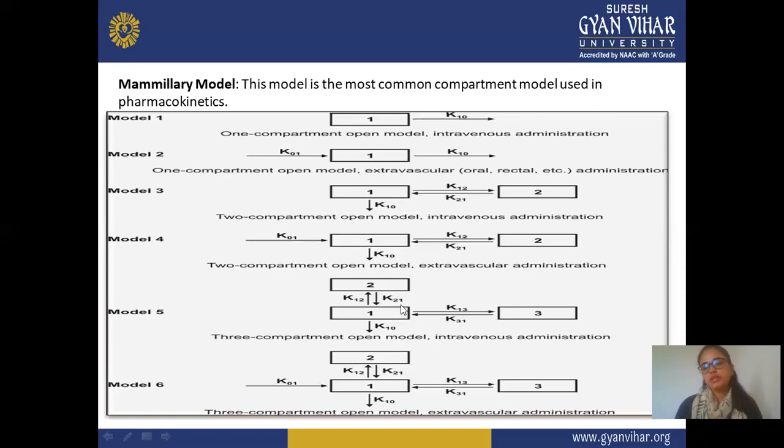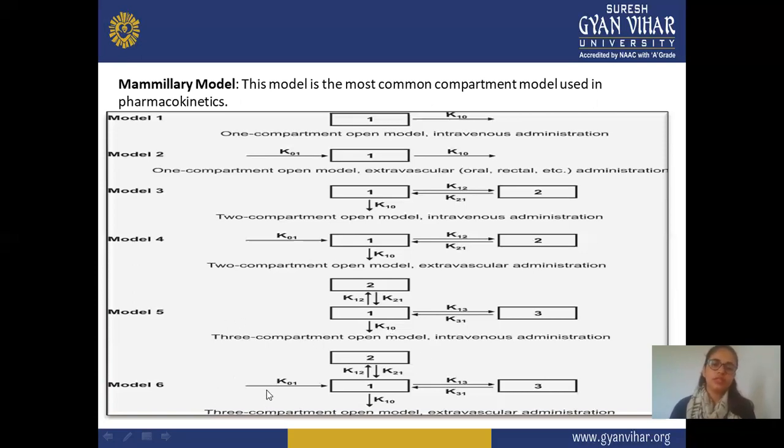this is a reversible process, K21. And after the first compartment, there may be chances that the drug can also reach a third compartment. Means there may be two compartments present, maybe here and here. Both processes are reversible, K13 and returning K31. So these are the two reversible processes, two additional compartments in the three compartment model. And this one is K10, the constant release.